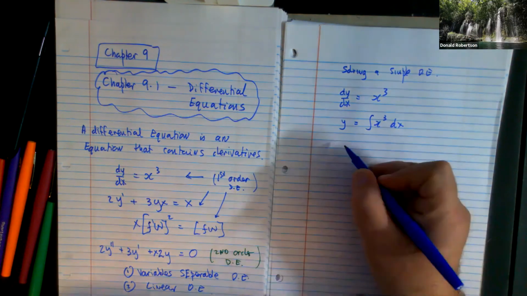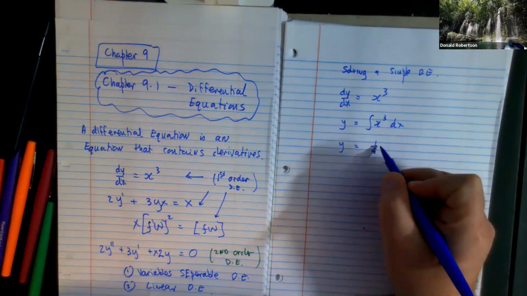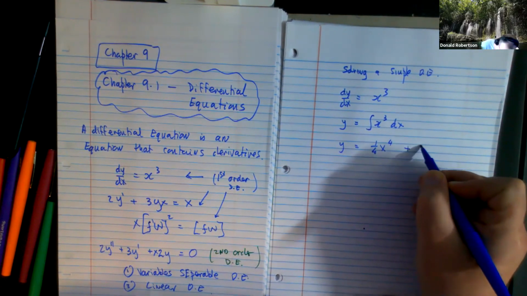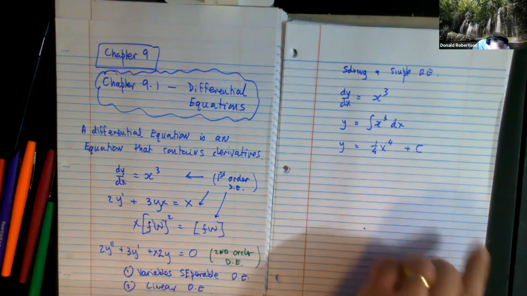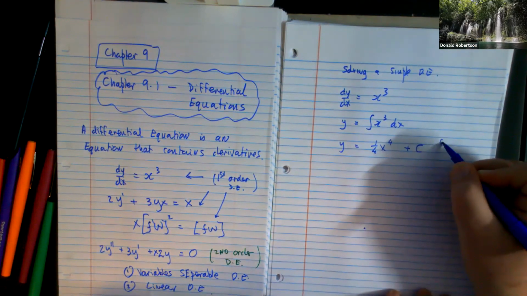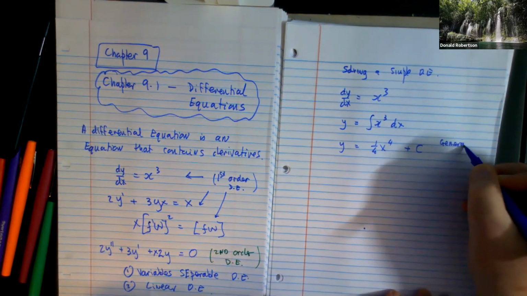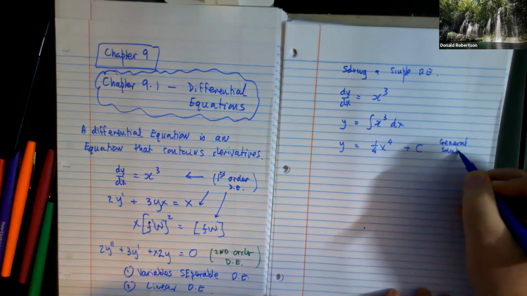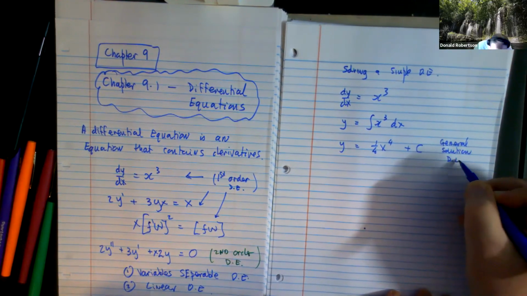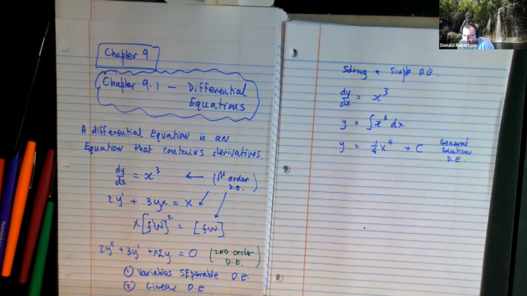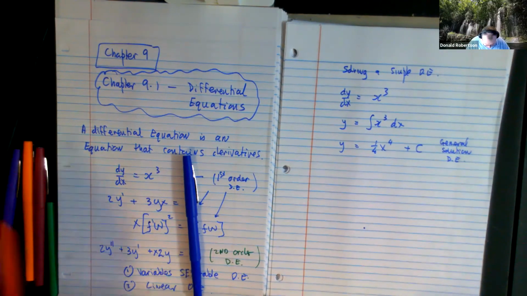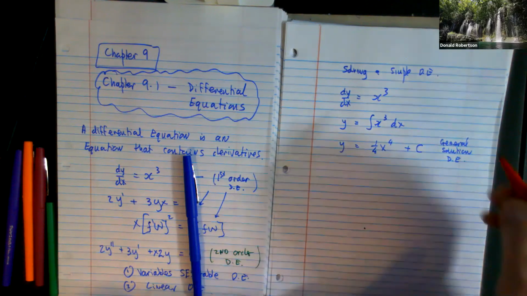Now, when we do that, it's a power rule plus c, right? This is called the general solution of the differential equation. And it's called the general solution because it's got a plus c in it. Suppose it was the same question, but I also told you this.